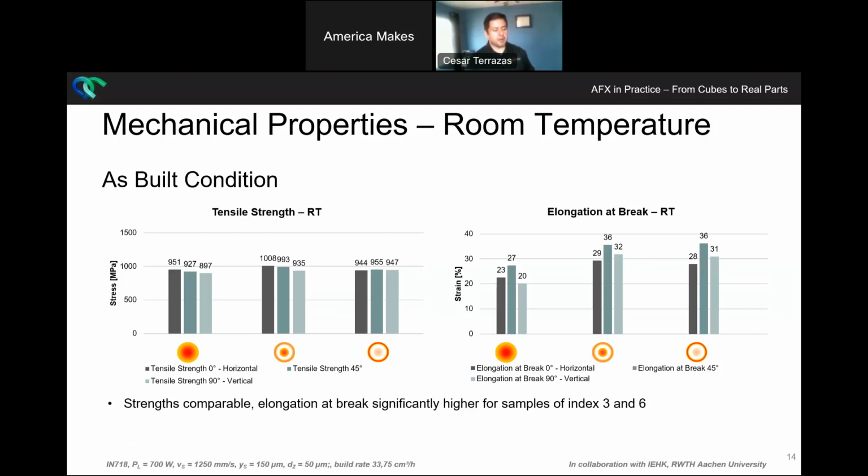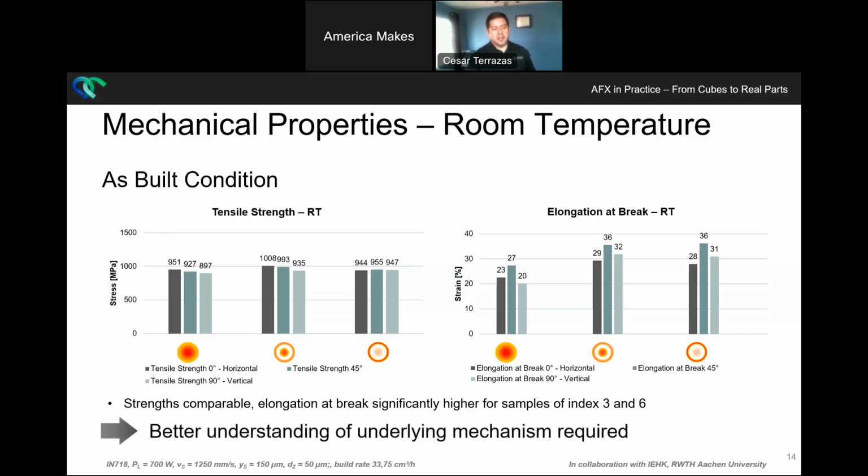So again, the strengths are very comparable, but the elongation at break really increases. Now, at this point, the team decided to see what was the rationale behind this kind of behavior, since even sustaining a heat treatment at elevated temperatures and testing at elevated temperatures did result in consistent mechanical properties, a consistent behavior, right? So there was a need to explain that kind of behavior in the results obtained.